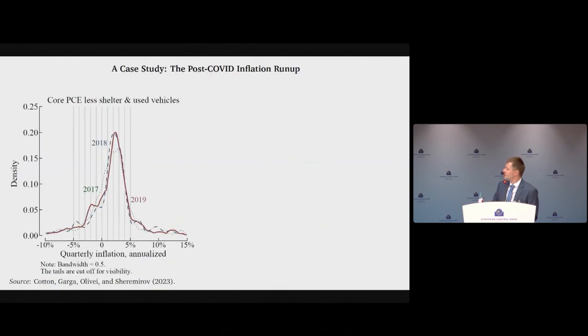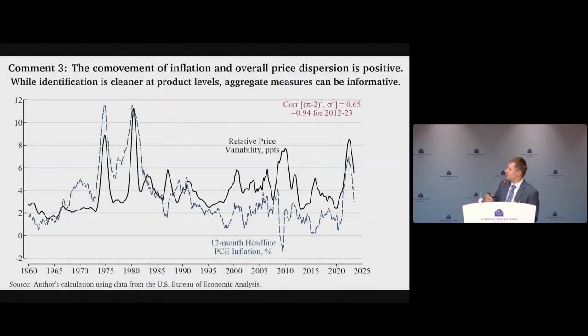So let me skip this and go straight to my third comment, sorry. So I think that this paper makes a lot of progress on understanding granular level price dispersion, but it requires granular level data that doesn't come at high frequencies. And I think practitioners would really appreciate some measure that is available in real time, or at least monthly or quarterly. And so I tried to see whether we can learn something from relative price variability from sectoral inflation rates and how strongly inflation moves with price dispersion.